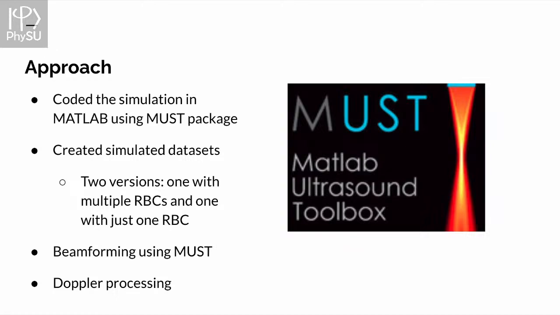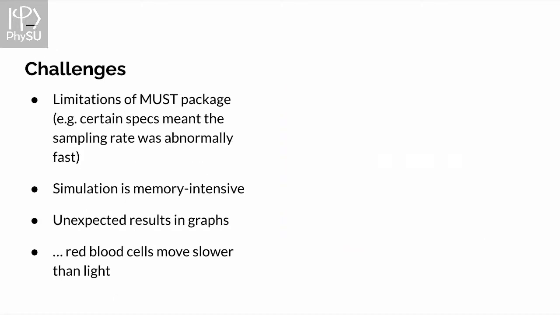And so then we kind of went through, if I were actually imaging this red blood cell, what would I do to determine how fast it's going? So we did some beamforming and we did some Doppler processing, and all of this will be explained in detail. But first we will talk about the challenges of this approach and why it doesn't work.